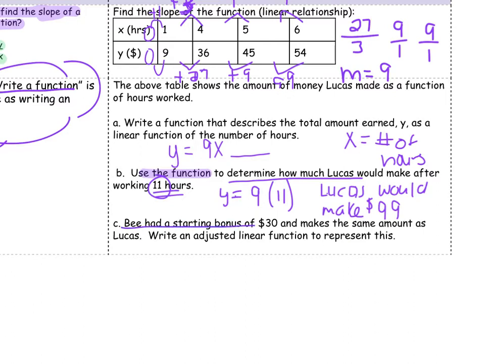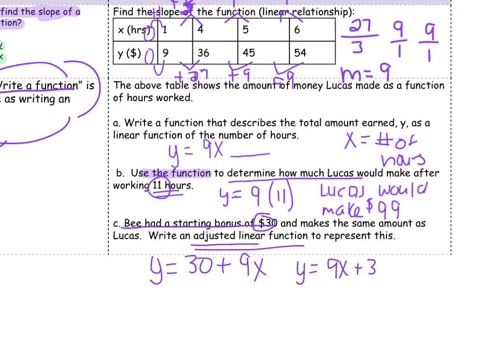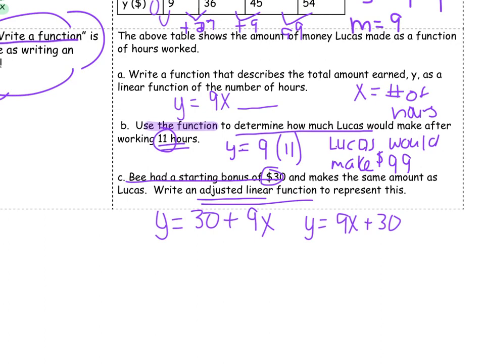B had a starting bonus of $30 and makes the same amount as Lucas. Write an adjusted linear function. Well, Lucas didn't have that starting bonus. He just had his $9 an hour. B, though, starts at $30 for the signing bonus and then adds to that $9 for every hour. That could have also been written as 9x plus 30. She makes $9 an hour, but then you have to add to it that $30.